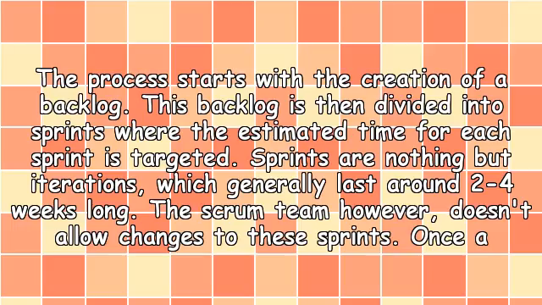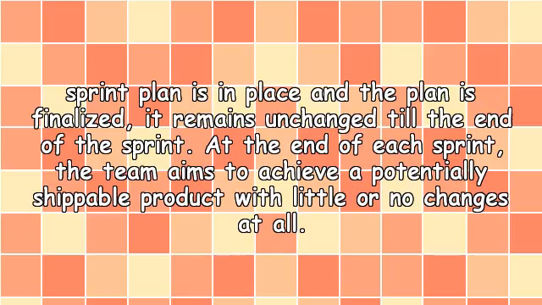The process starts with the creation of a backlog. This backlog is then divided into sprints, where the estimated time for each sprint is targeted. Sprints are nothing but iterations, which generally last around 2 to 4 weeks. The Scrum team, however, doesn't allow changes to these sprints. Once a sprint plan is finalized, it remains unchanged till the end of the sprint. At the end of each sprint, the team aims to achieve a potentially shippable product with little or no changes at all.